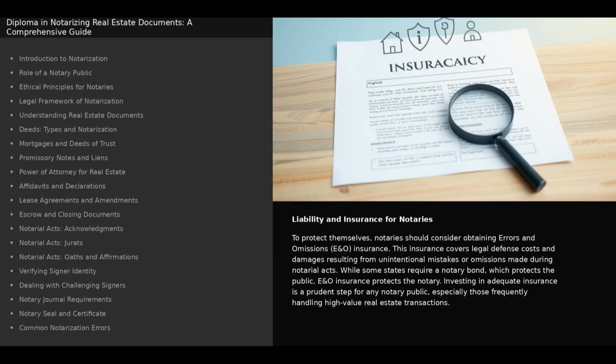To protect themselves, notaries should consider obtaining errors and omissions (E&O) insurance. This insurance covers legal defense costs and damages resulting from unintentional mistakes or omissions made during notarial acts. While some states require a notary bond, which protects the public, E&O insurance protects the notary. Investing in adequate insurance is a prudent step for any notary public, especially those frequently handling high-value real estate transactions.